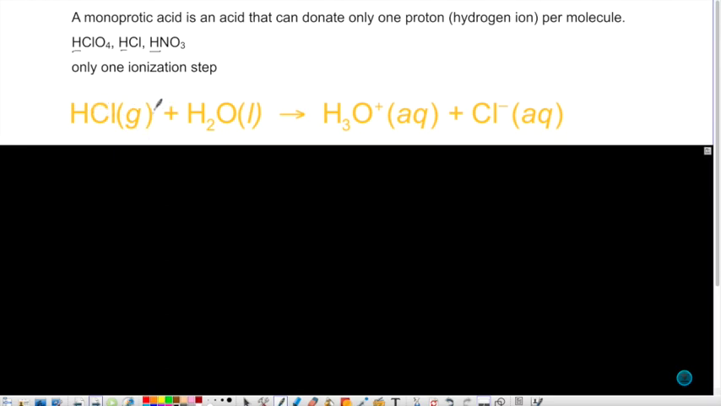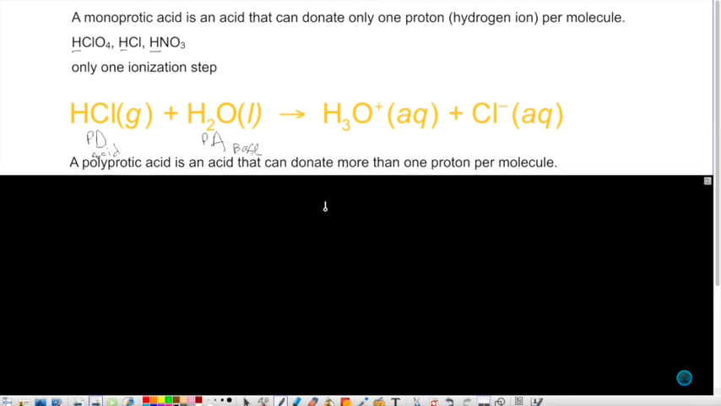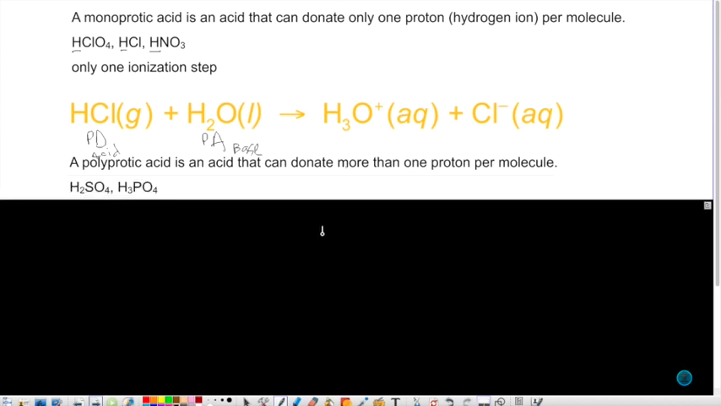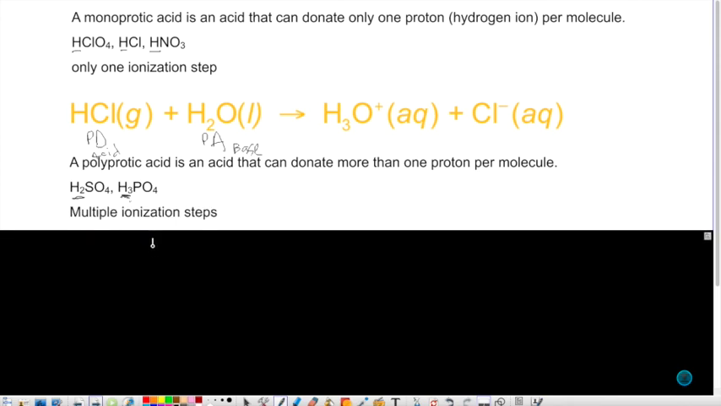So here's HCl, donating. Here's our proton donor, here's our proton acceptor. So this would be our acid, and this would be our base. HCl is donating its proton to make H3O plus and Cl minus. A polyprotic acid, on the other hand, can donate more than one proton per molecule. So examples: H2, notice the 2, H2SO4 and H3PO4. These have multiple ionization steps.